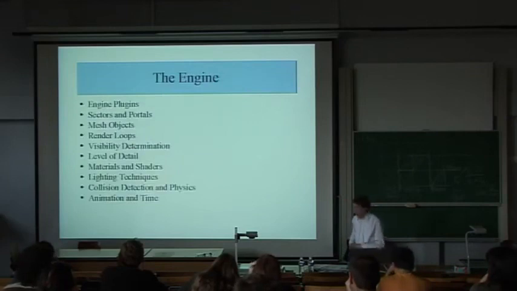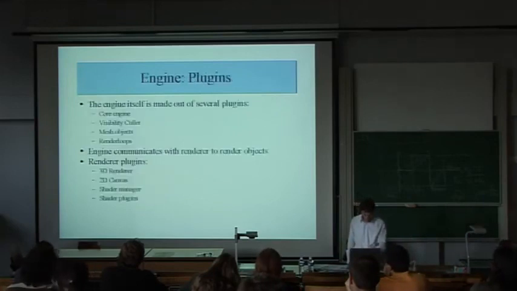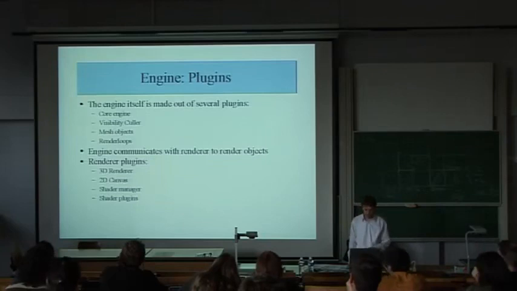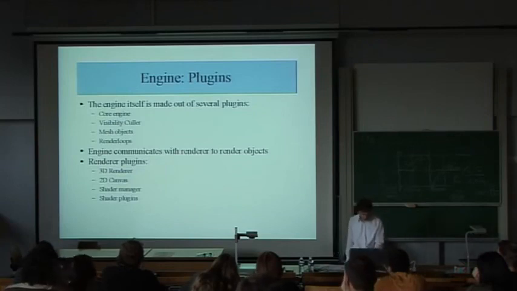So, one important part of Crystal Space is, of course, the 3D engine. So I will go a bit into detail. There are several plugins. You have the core engine, you have the visibility cullers, you have the mesh objects and the render loops. I already talked about those earlier. And the engine communicates with the renderer. That's the green part, with the, I believe, I forgot the color, the blue part.